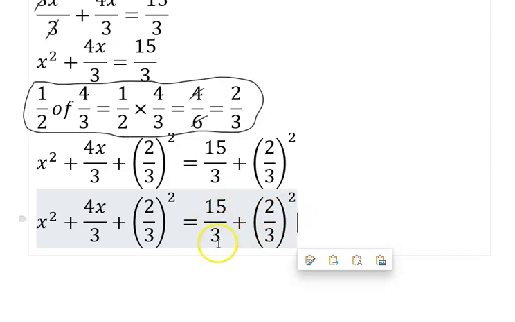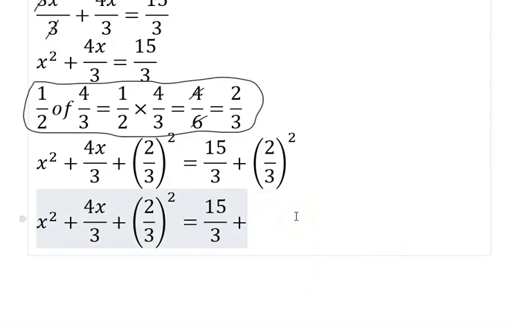Then 15 divided by 3 will give us 5. So let's quickly do that. So here we now have 4 over 2 square will give us 4. 2 square will give us 4, 3 square will give us 9. So we have 4 over 9 here. Beautiful. Then for here, 15 divided by 3 will give us what? 5. Awesome. So, having done that, we are almost done. So, this is LCM. If you're adding 5 plus 4 over 9, it is LCM.